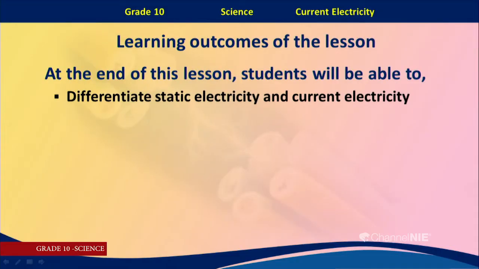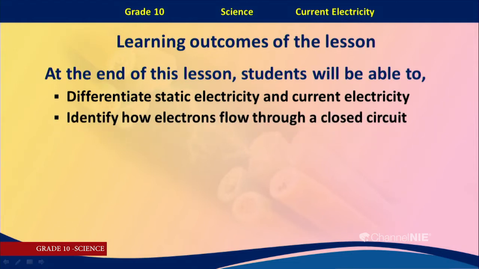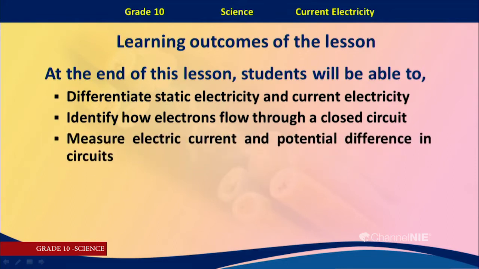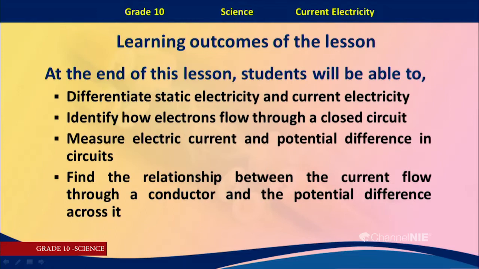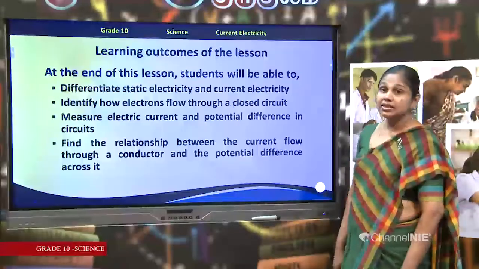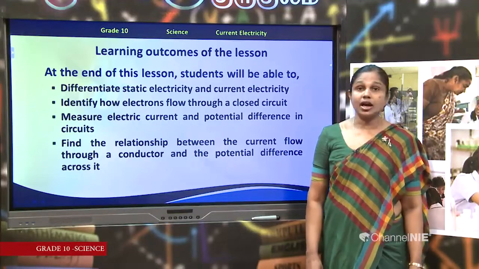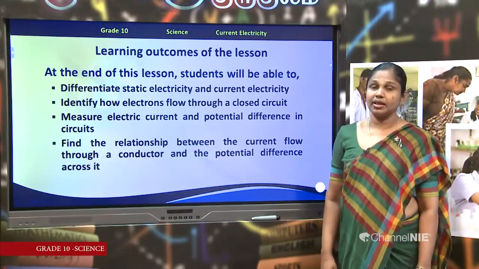differentiate static electricity and current electricity, identify how electrons flow through a closed circuit, measure electric current and potential difference in circuits, find the relationship between the current flow through a conductor and the potential difference across it. These are the learning outcomes of the lesson today.